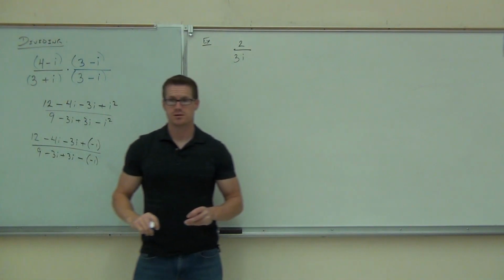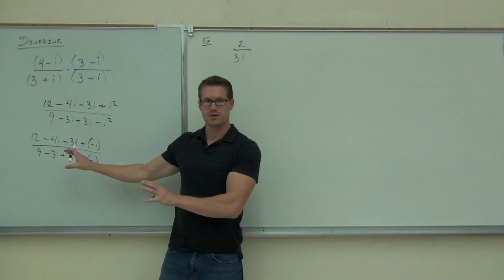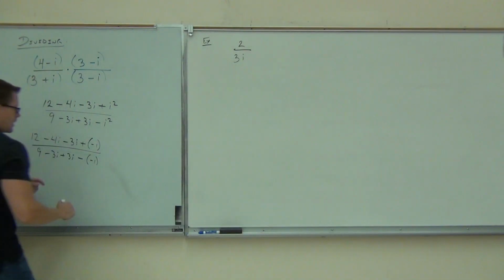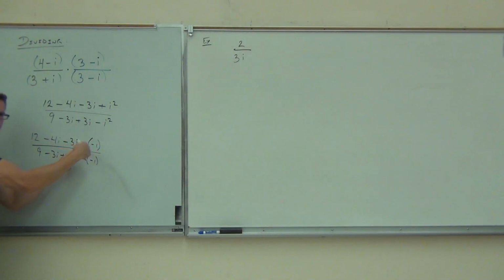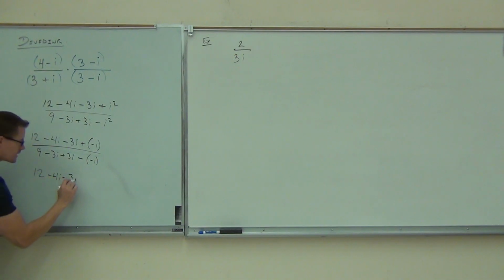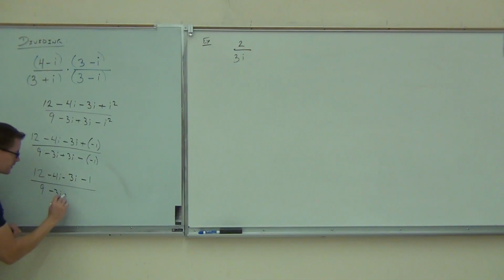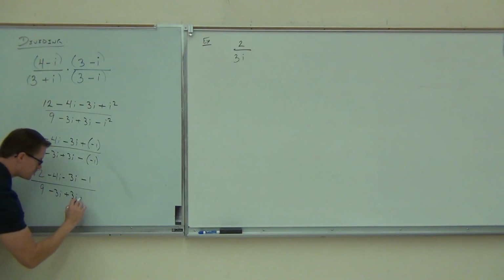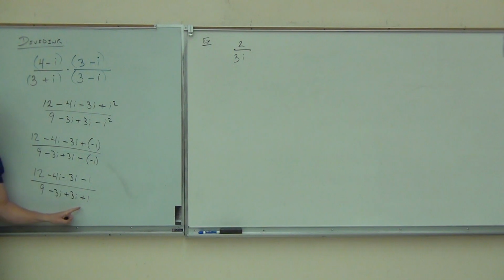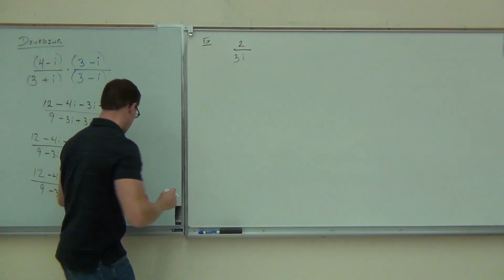So far so good. Did you guys all make it down that far? Okay. I'm going to change the signs here. That's what this is doing for us, really. We have 12 minus 4I minus 3I minus 1, and 9 minus 3I plus 3I plus 1. Do you see where the minus 1 and the plus 1 are coming from? Yep. We have plus and negative, that's minus. Minus and negative, that's plus. Then we'll combine what we can. We should get a complex number out of this.